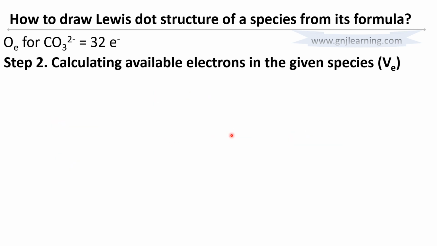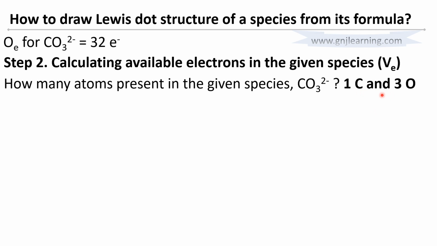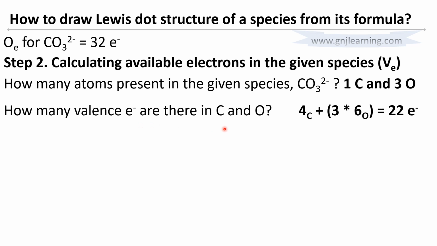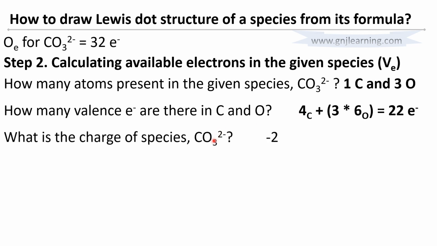In the typed version, how many atoms are there? A total of 4 atoms, 1 carbon and 3 oxygen. Each carbon has 4 valence electrons, and each oxygen gives 6 electrons. So 4 from carbon and 6 from each of the 3 oxygens, so a total of 18 plus 4 is equal to 22. Clear? The number of valence electrons available in the molecule is 22 electrons. Next, what is the charge of the species? CO3 2 minus, so the charge of the species is minus 2.